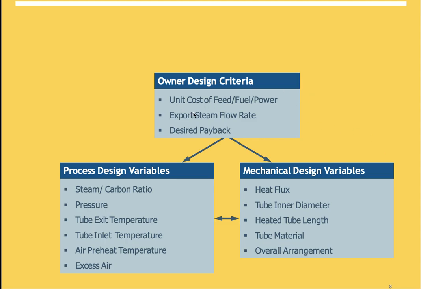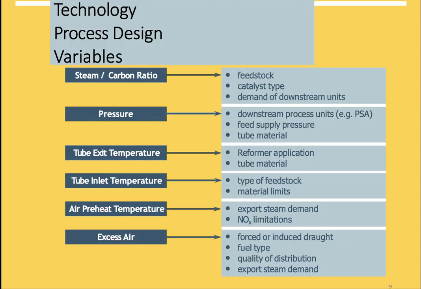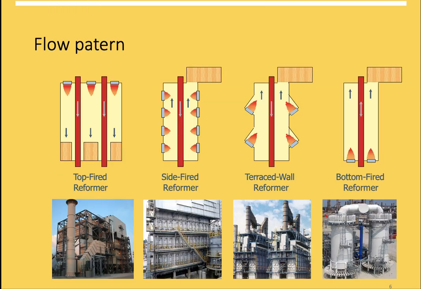So cost is considered when choosing which one from these shapes. The advantage is for top-fired for sure, for stability, complexity, and maintainability. These are the items you compare, and cost control for sure, okay? And side-fired and the terraced wall type. These are the different types of reformer as a mechanical design.